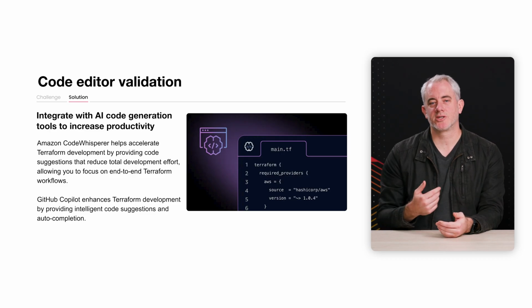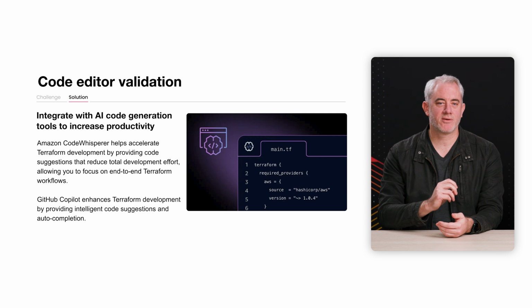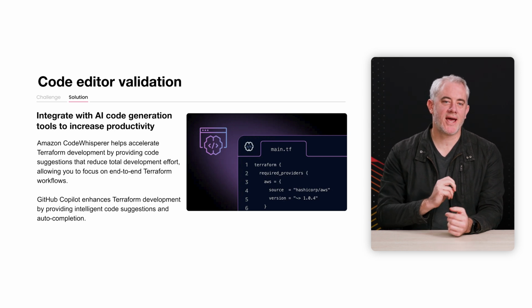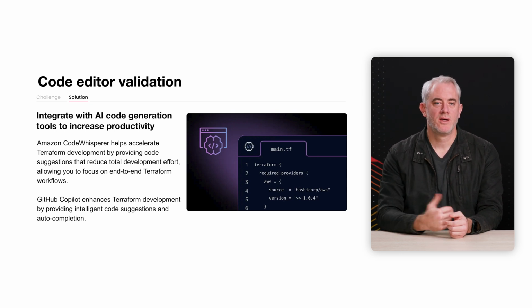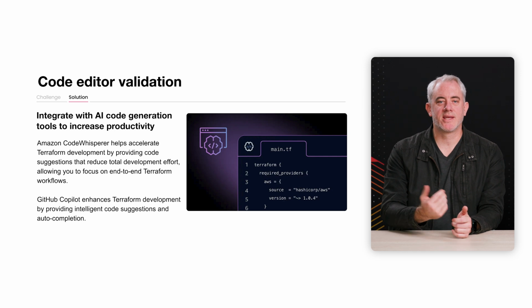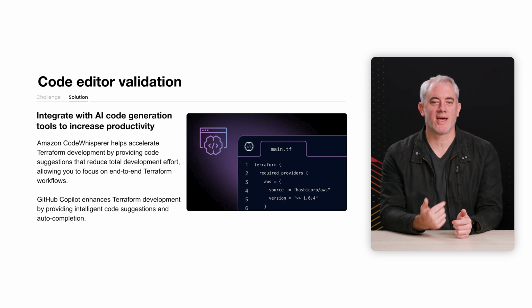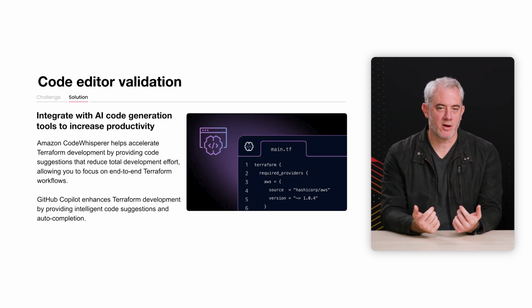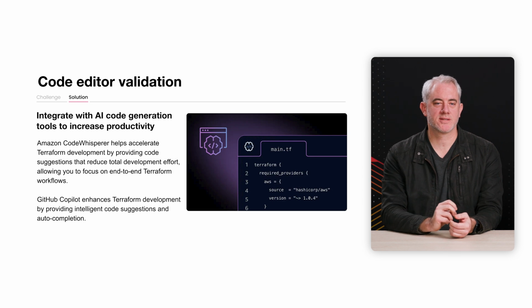And the automation doesn't stop there. Recently, we worked with teams at Amazon and GitHub to make sure that Terraform development was integrated seamlessly into their AI code generation products. So now you can use either. You can get intelligent code suggestions and auto-completion for your Terraform code directly in their products.